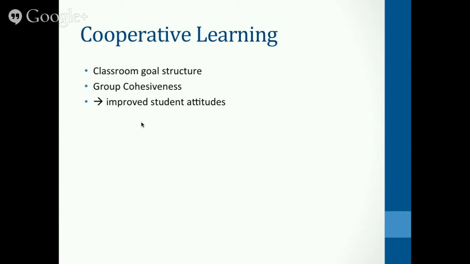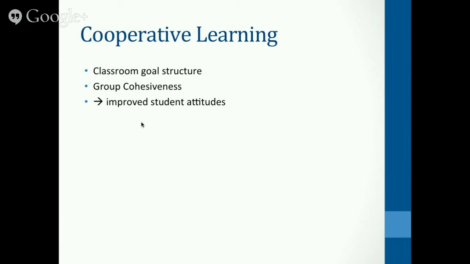So with cooperative learning, there needs to be an emphasis on classroom goal structure. As a class, everybody needs to know that they are going for a similar goal that they all need to reach. There also needs to be an idea of group cohesiveness. Group members need to work together in order to get to the end of the task.